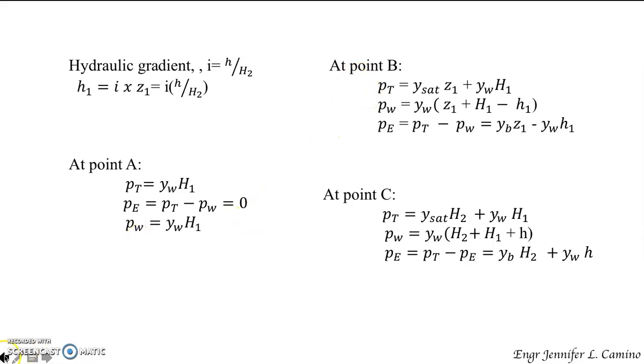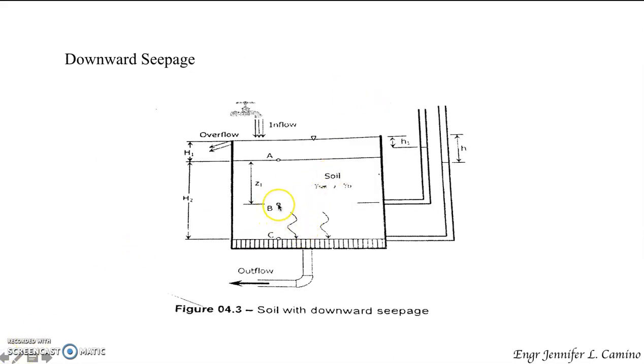So at point B, the total stress would be the unit weight of this layer times Z sub 1 plus capital H1 times the unit weight of the water. So that is the total stress. If we're going now to compute the pore water pressure, that will be the height towards point B. So that would be the height of the water, capital H1 plus Z sub 1. This one is connected to this standpipe, so minus, since the water is going down, small h1.